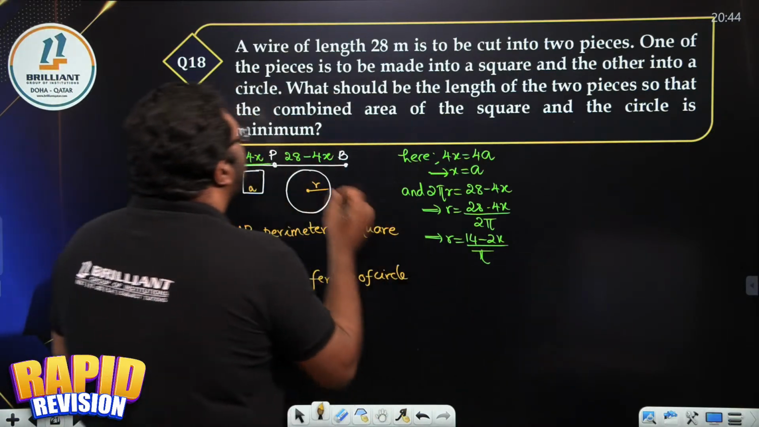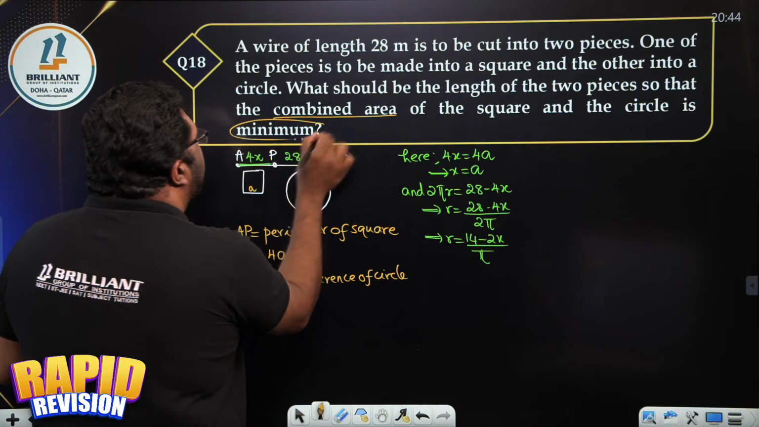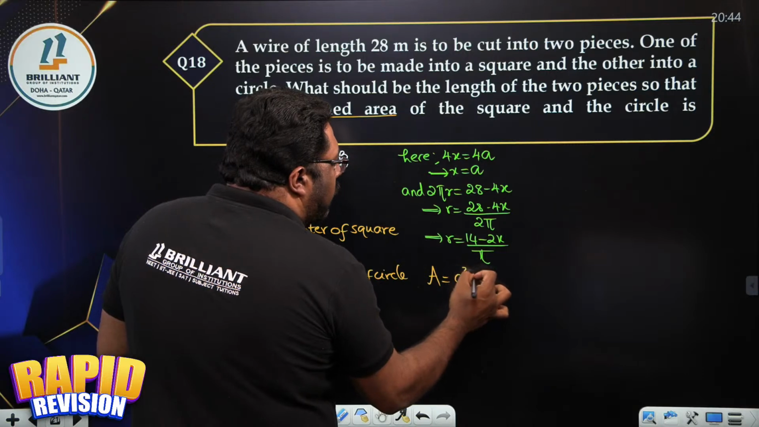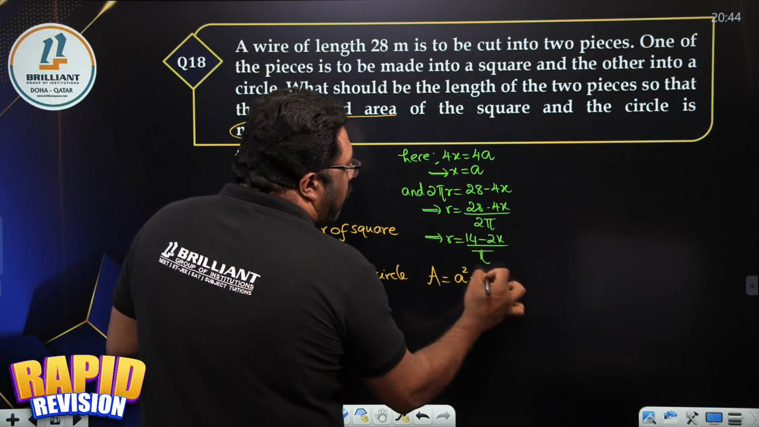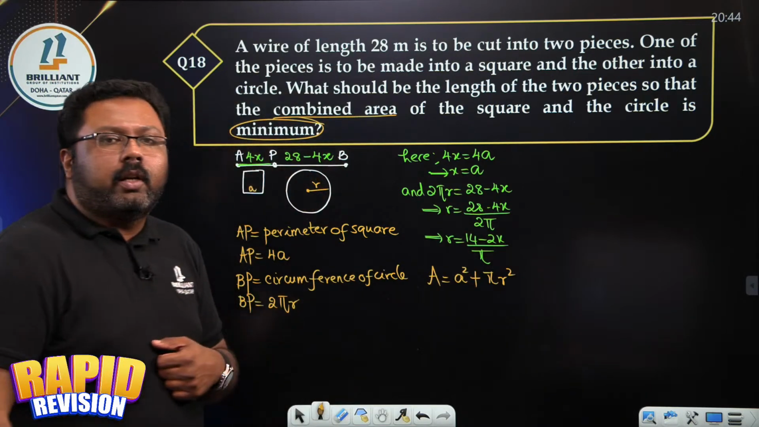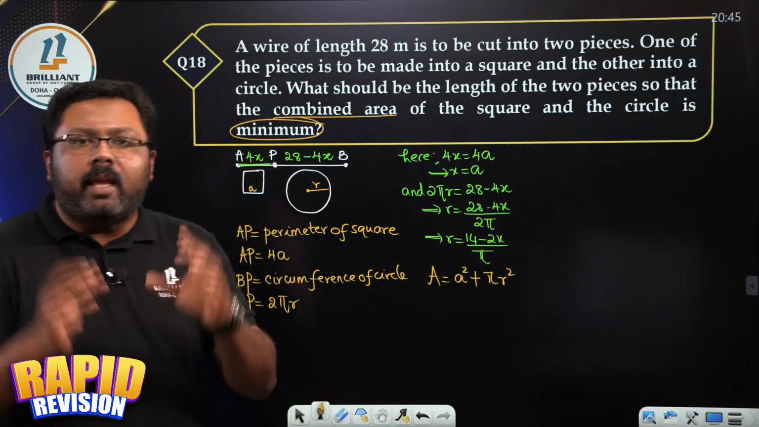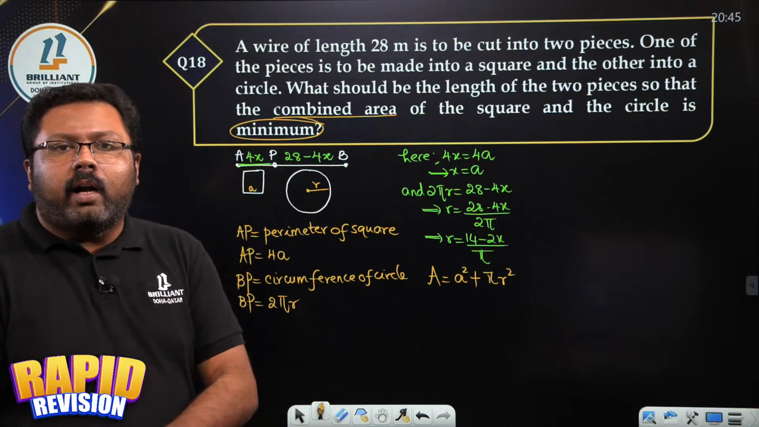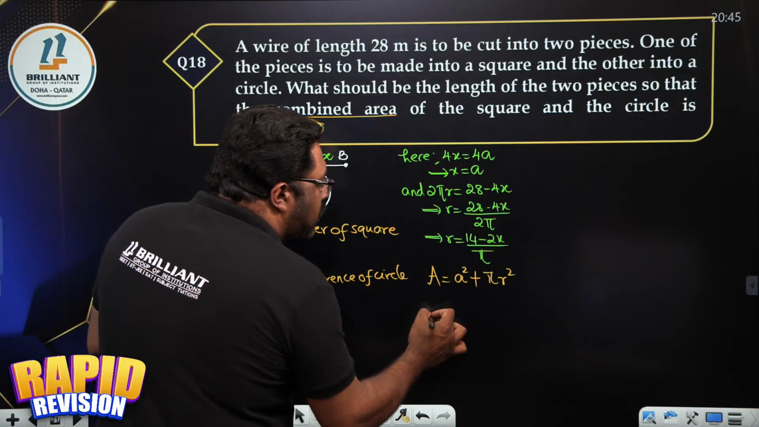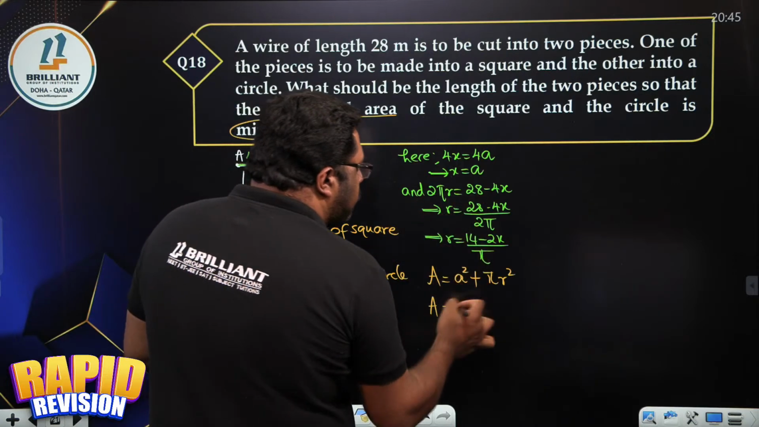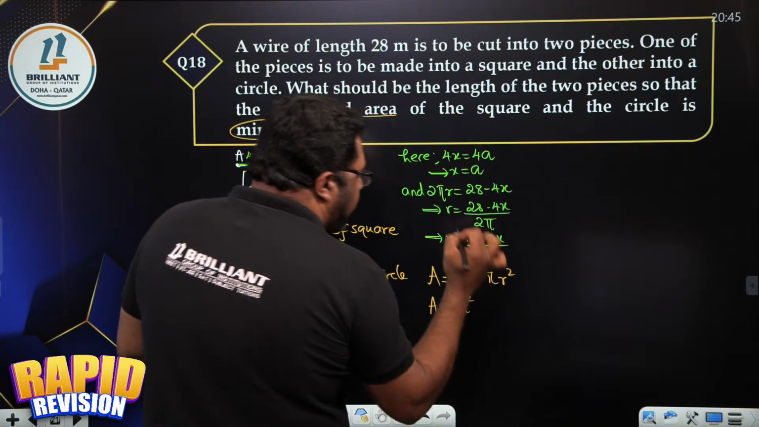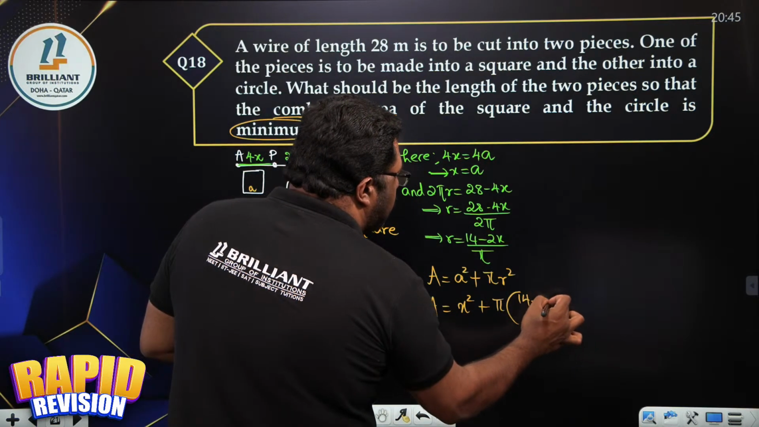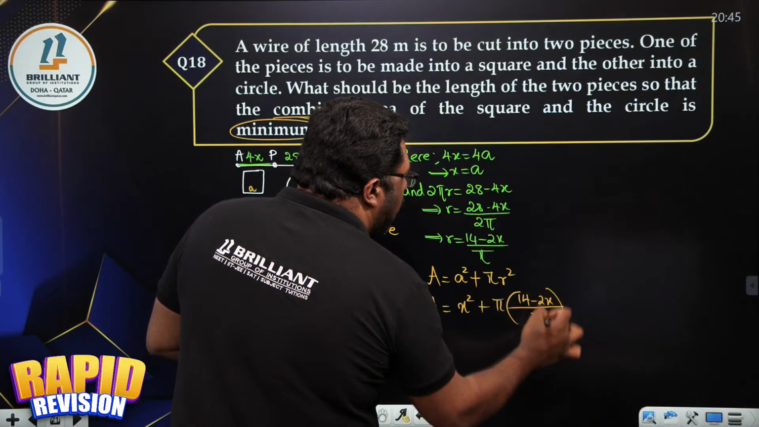Read the last part of the question. I need the combined area to be minimum. Area: a squared, area of the square, plus pi r squared, area of the circle. This combined area should be minimum. I have two unknown variables, a and r. So I am going to substitute both of them in terms of x. a is equal to x and r is equal to (14 minus 2x) by pi.